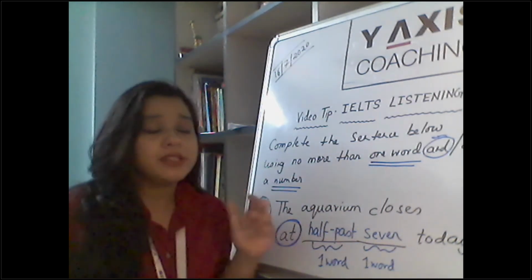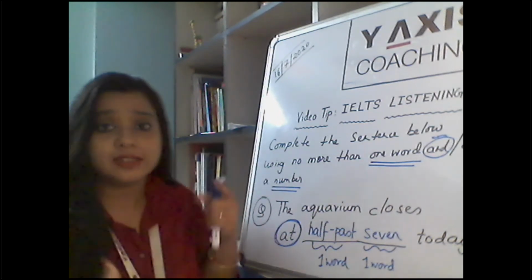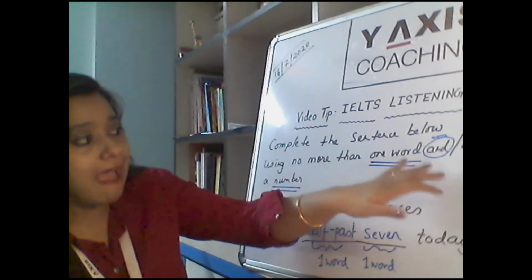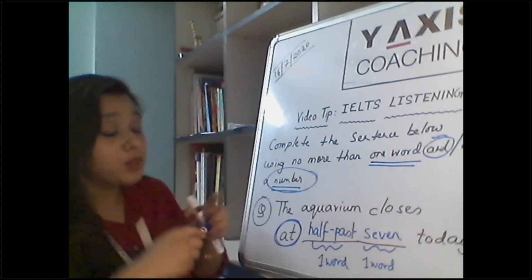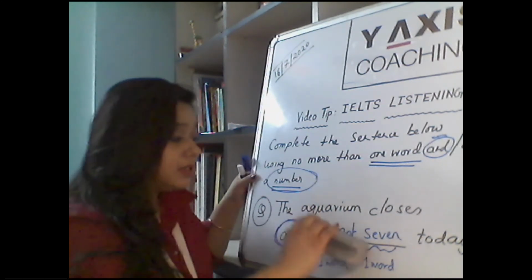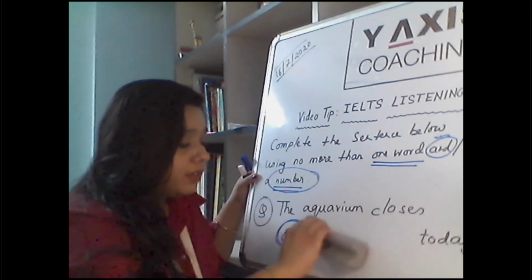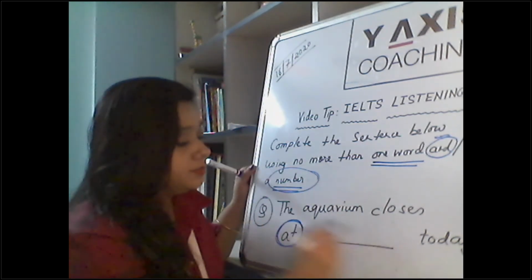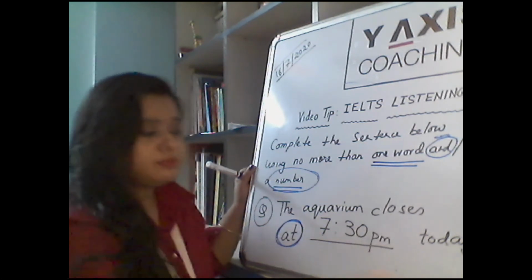So now what is the best way in which we can complete the sentence? So since the track said 7:30 and I am allowed to write no more than one word and/or a number, I'm also allowed to write a number. The best possible way in which we can complete the sentence can be as simple as this. So 7:30 in the evening, that's what they mentioned. I can complete the sentence by writing the number 7:30 and then PM. Perfectly fine.